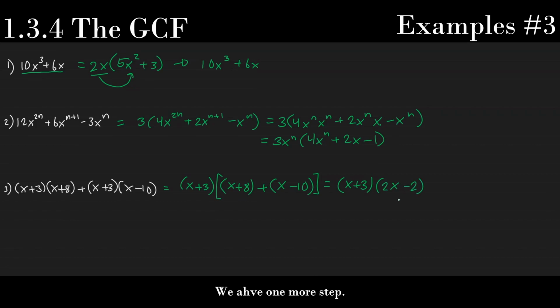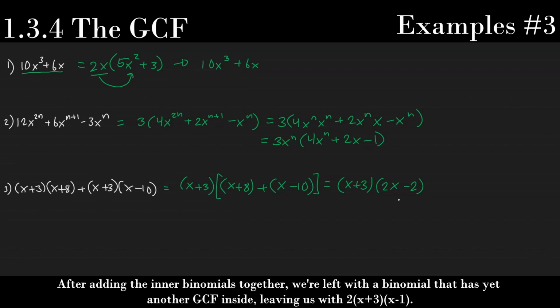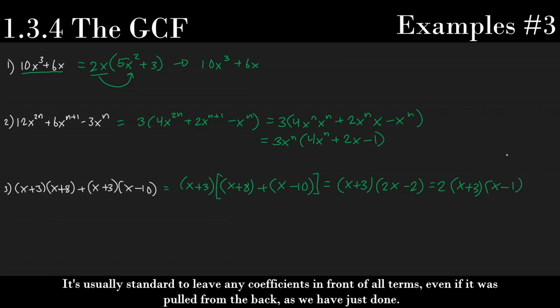We have one more step. After adding the inner binomials together, we are left with a binomial that has yet another GCF inside, leaving us with 2 times x plus 3 times x minus 1. It's usually standard to leave any coefficients in front of all terms, even if it was pulled from the back, as we have just done.